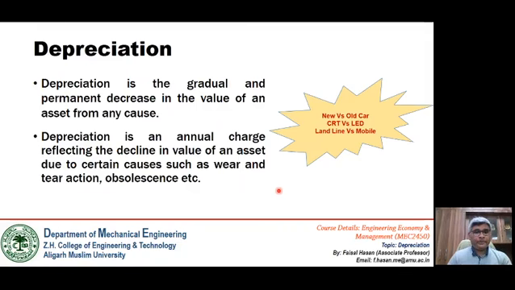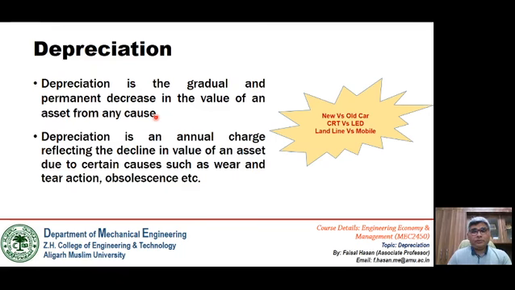Hello everyone. So today we will be discussing depreciation, and it is one of the important components as far as engineering economy and management is concerned. So if we just go by the definition, depreciation simply means the gradual and permanent decrease in the value of any asset due to some reason.